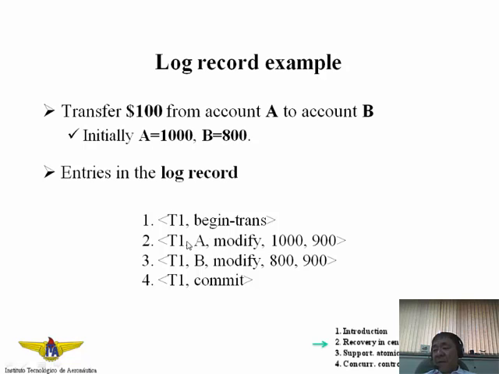So you also have the transaction 1 modifying the record A. The old value is 1,000 and the new value is 900. In this third record, you have the ID of the transaction as well. Then you have the record B being modified from 800 to 900. So finally, you have the last record, where you state that the transaction is concluded.